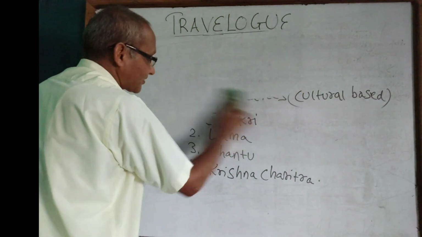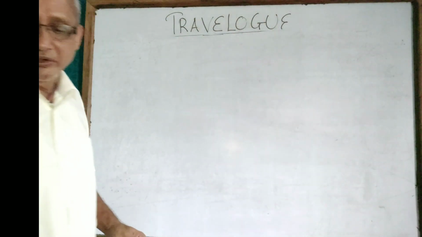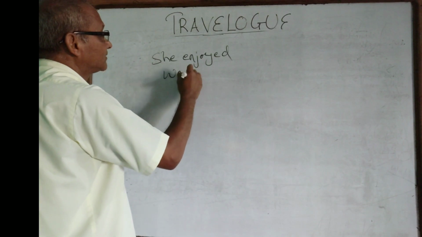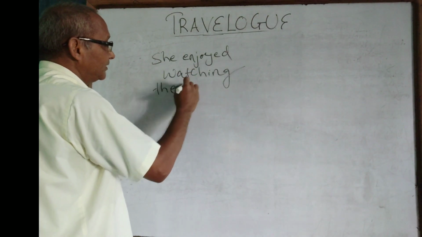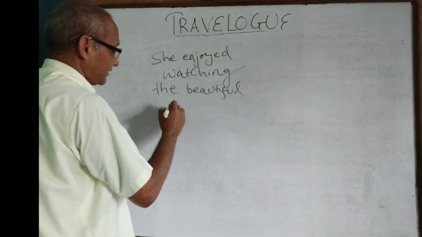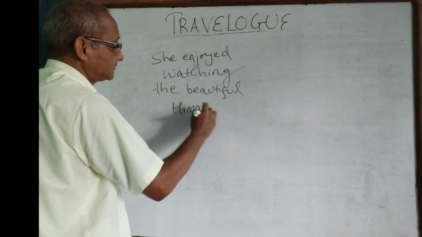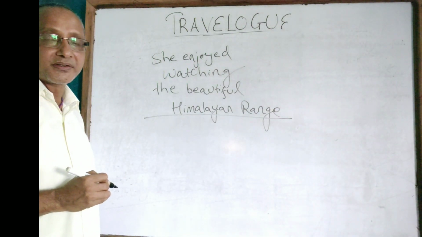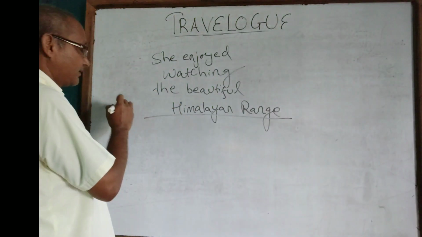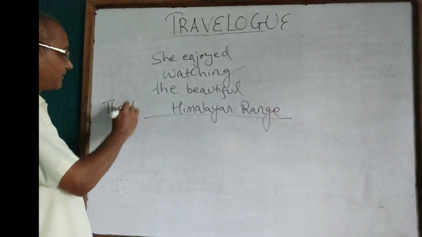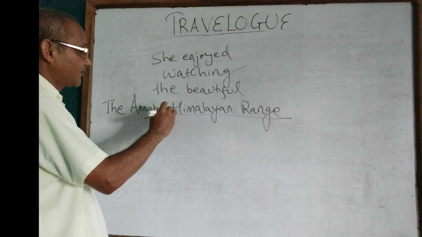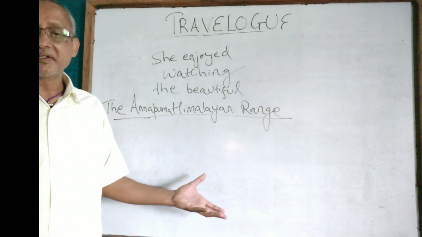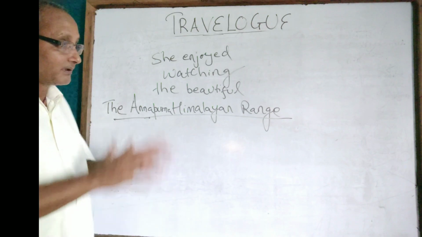And the last thing that we come to know is she enjoyed watching the beautiful Himalayan range. The beautiful Himalayan range. In particular, she talks about the Annapurna. Annapurna, let's not forget this. The Annapurna Himalayan range. So this is the entire story of the Travelogue, and I hope you have got the story.